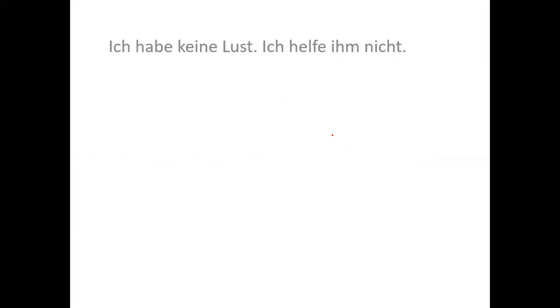Now last sentence for you. Ich habe keine Lust. I have no plan. Ich helfe ihm. Ihm is him. Nicht is not. So I don't have mood. I will not help him. So two sentences are here. I need to connect these two sentences. So in English, it would be, I have no plan to help him. To help him, right? So I'll delete this helper. I'm sorry, ich, I'll delete.